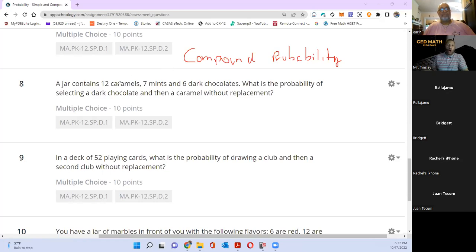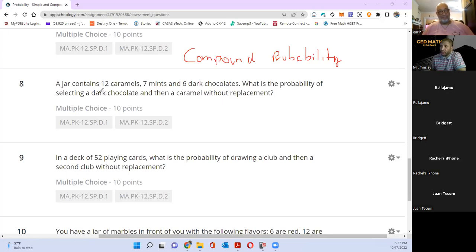So watch this. A jar contains 12 caramels, 7 mints, and 6 dark chocolates. You can tell I used to love chocolate, right? What is the probability of selecting a dark chocolate, then a caramel without replacement? Oh, my God, Mr. Tinsley. I don't even know how to spell it. Watch this. I'm going to walk you through it. What are the two events? What two things are you doing? Chocolate and caramel.